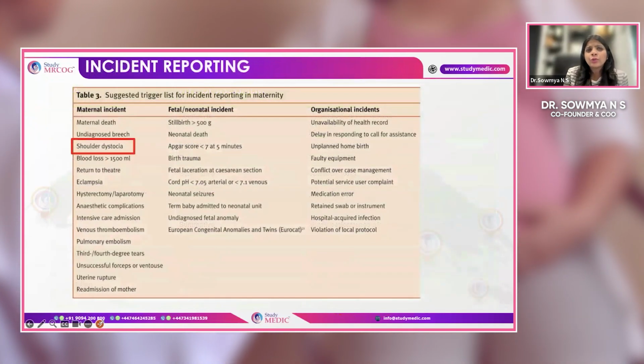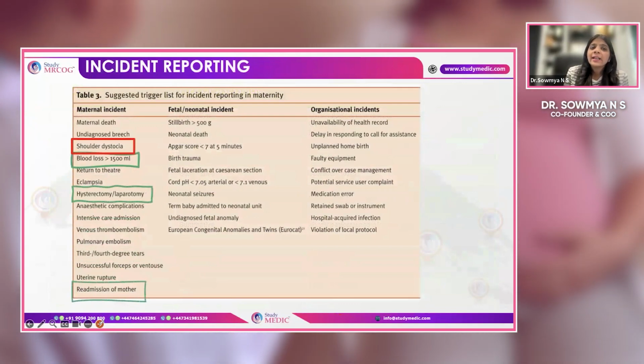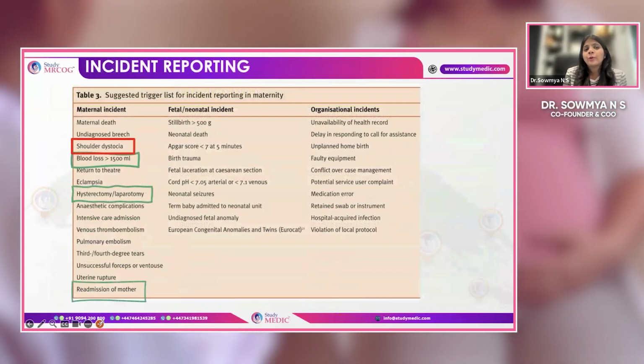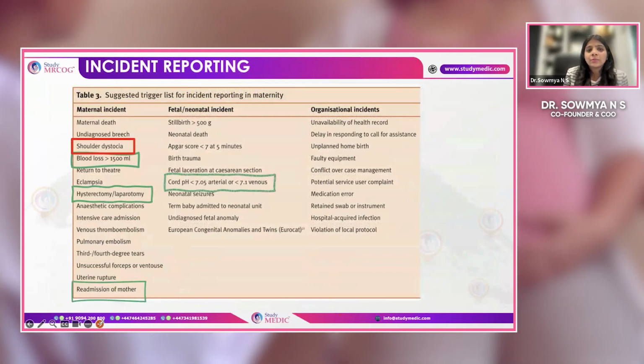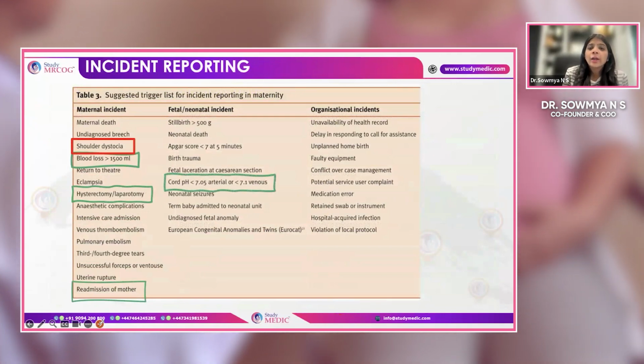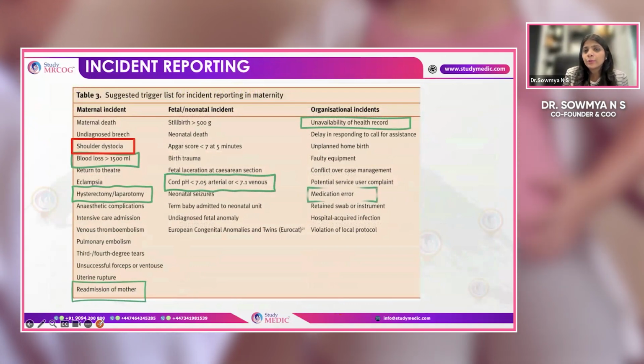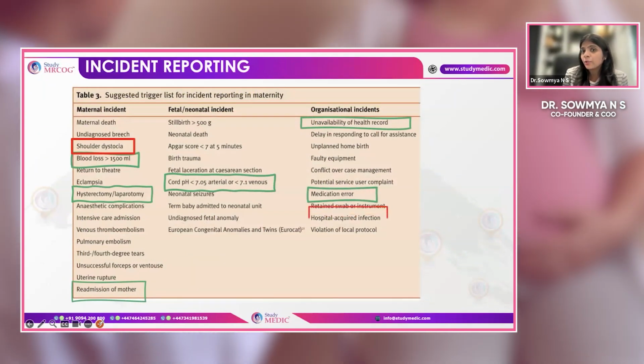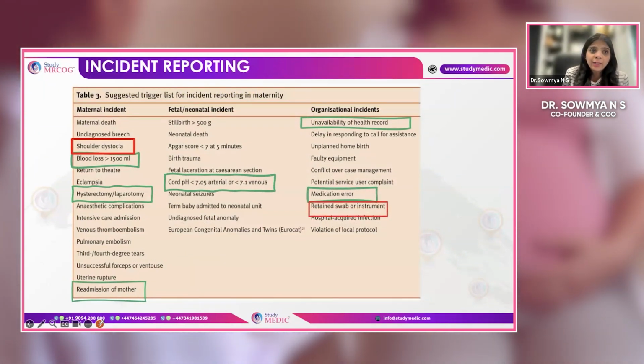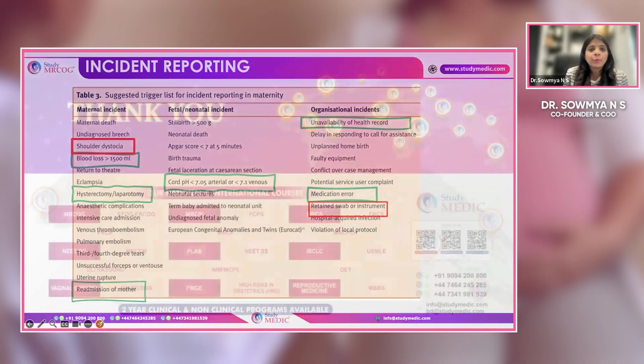Incident reporting, you should know the few things which people forget. That's why I've added this. Readmission, blood loss more than 1.5 liters, shoulder dystocia, and cord pH, if it is there, and unavailability of health record are incident reports. So you need to know this. Medication error is also one of the things. Retained surgical instrument. These are important incident reporting things.